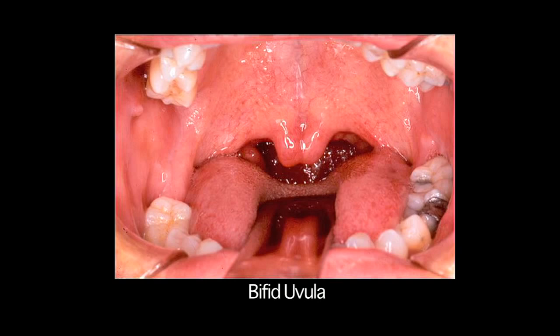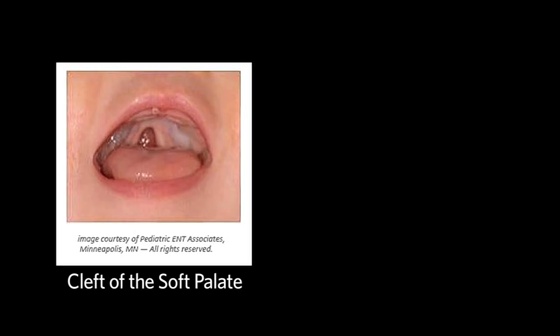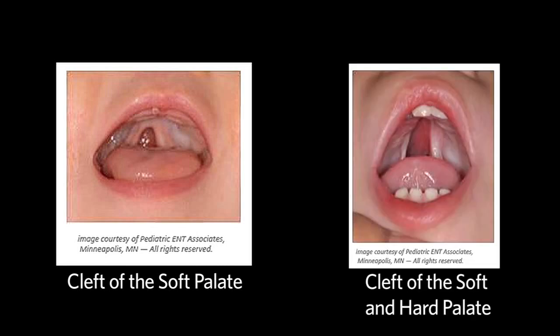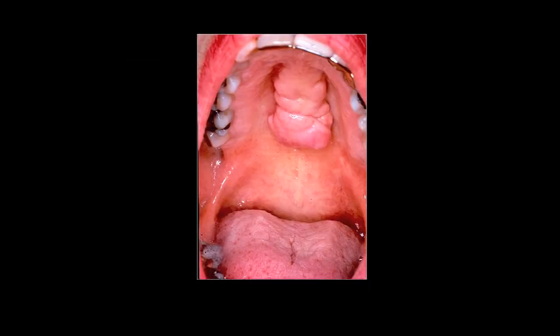On occasion, this may be bifid. In children, one may see clefts of the soft or the soft and hard palate. On the hard palate, one may see a bony prominence known as the torus palatini.